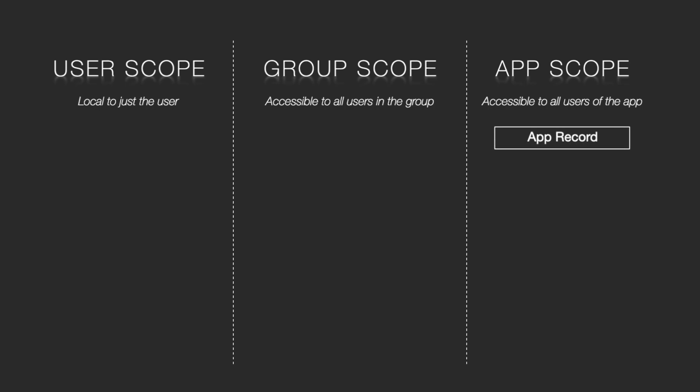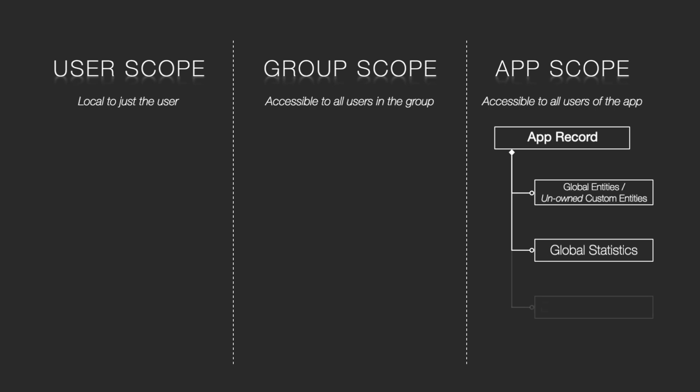Under App Scope, we have the App Record. The App Record contains the app ID along with all the information about your game or app. The App Record can contain global entities and/or unowned custom entities. Note, custom entities are a premium feature of brainCloud and require a Plus plan to use. The App Record can also contain global statistics and global properties. The App Record keeps track of all the app's users.